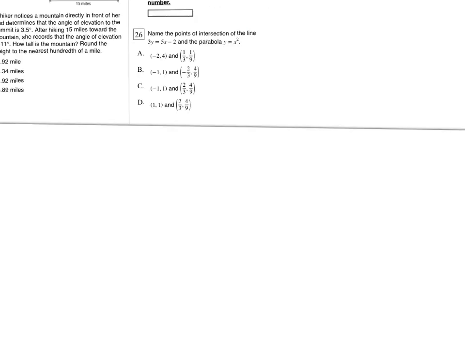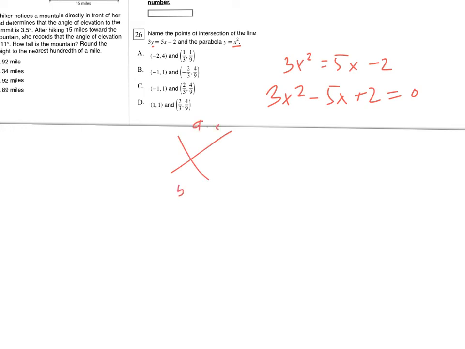All right, next up here, it's saying the points of intersection. So it's just asking us to solve this system. So I would do some substitution there. So 3x squared equals 5x minus 2. I would get one side to 0 by moving everything over, and then I would factor. So my technique is I put a times c up here and b down there. So a times c is going to be 6 and b is negative 5. So two numbers that multiply to 6 and add to negative 5. This one's always tricky.